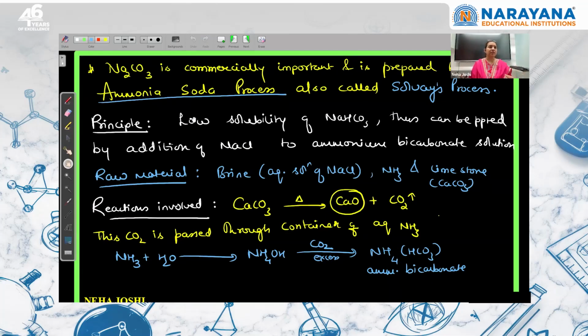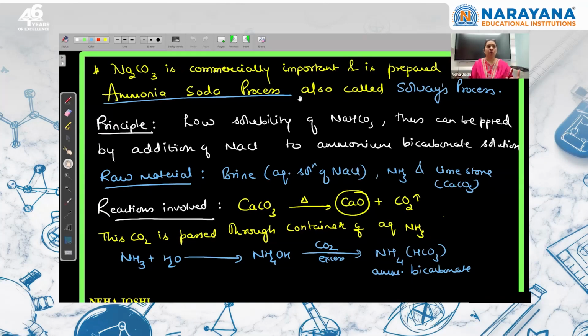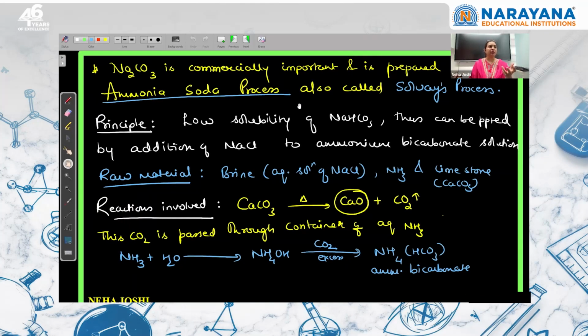तो टेक्सटाइल इंडस्ट्री में, लॉन्ड्री इंडस्ट्री में इसका इंपॉर्टेंस है. अब इस इंपॉर्टेंट कमर्शियली इंपॉर्टेंट कंपाउंड को हम जब लार्ज स्केल पर बनाते हैं तो जो प्रोसेस यूज करते हैं, the process that we use for its industrial and commercial preparation is called ammonia soda process, or we call it Solvay's process. Either you call it ammonia soda or you call it Solvay's process.